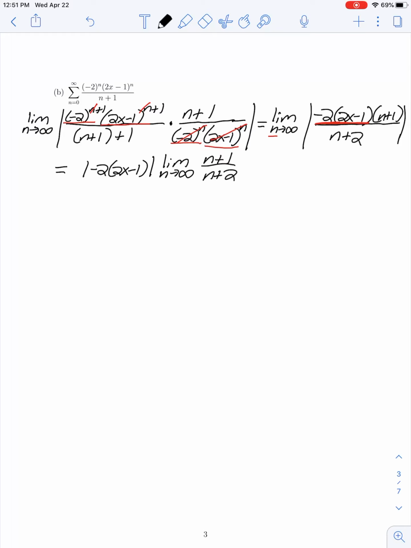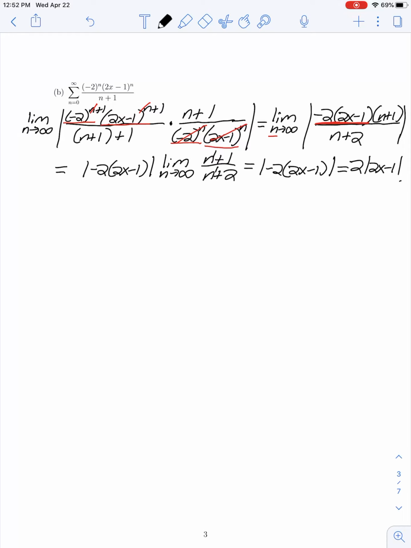So this last part where we have the infinite limit of a rational function, again we have the same highest power, n to the first, on top and bottom. So my limiting value is the ratio of those coefficients. So I'm left with the absolute value of negative 2 times 2x minus 1, or taking the absolute value of each part, well, the absolute value of negative 2 is positive 2 times the absolute value of 2x minus 1.